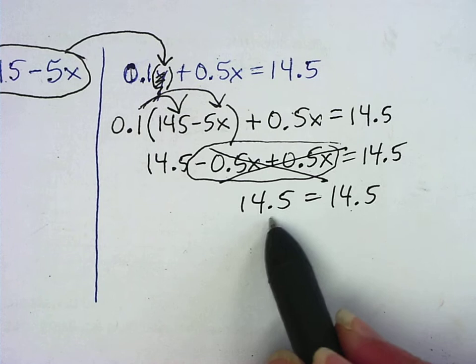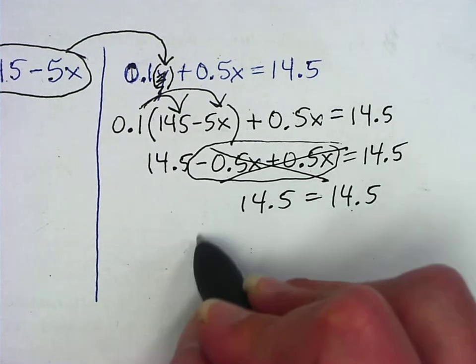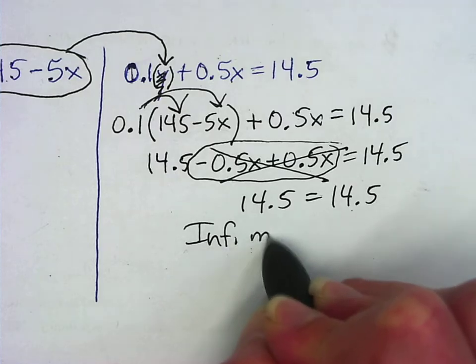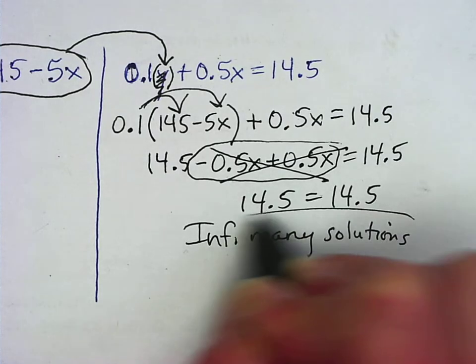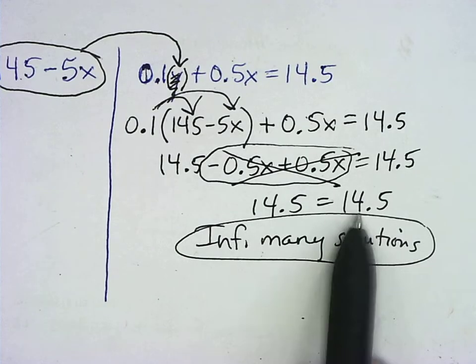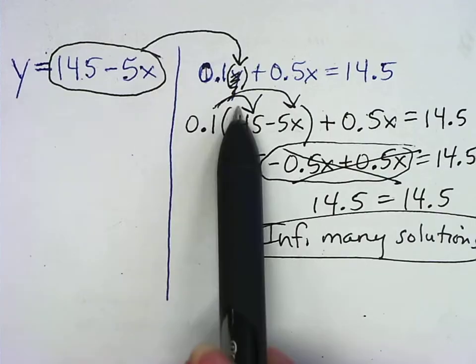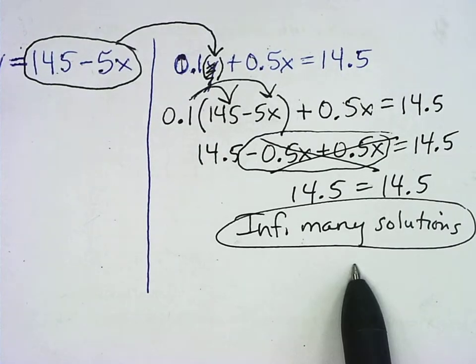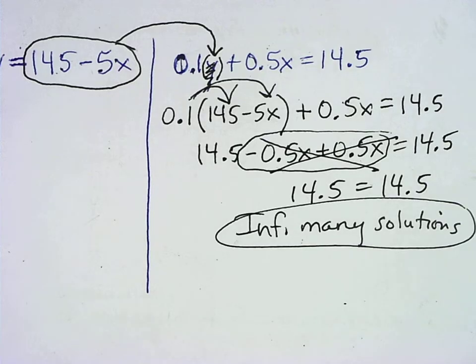Now, 14.5 does in fact equal 14.5, so this is a true statement. So this is infinitely many solutions, because we did get a true statement. The left side does equal the right side. If we were to put these both in slope-intercept form and graph these lines, it would be the same line twice. Any point that lands on that line would be a solution. That's why there's infinitely many solutions.